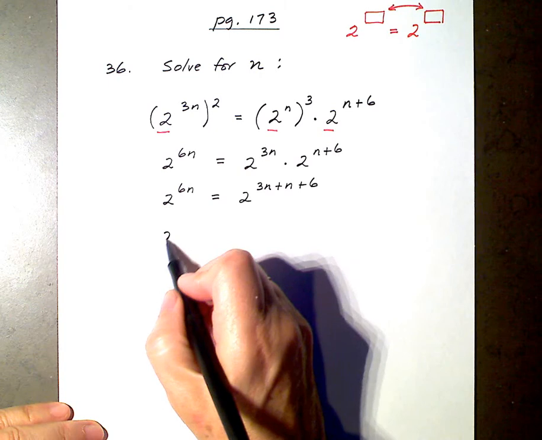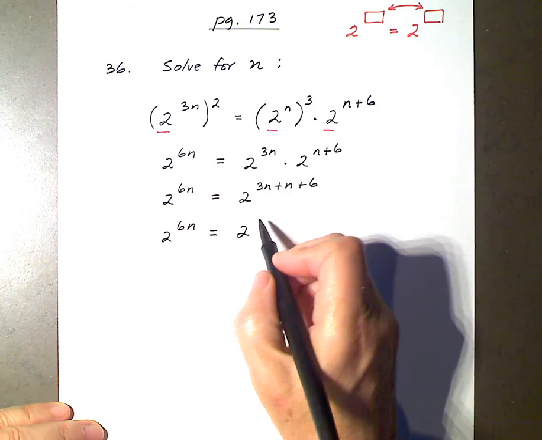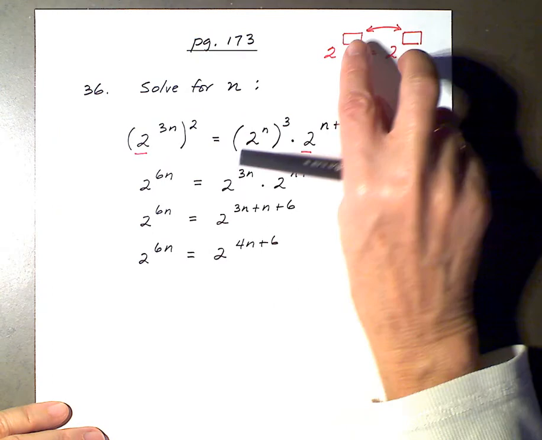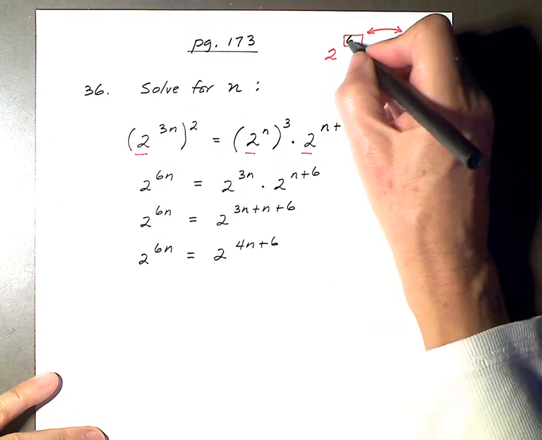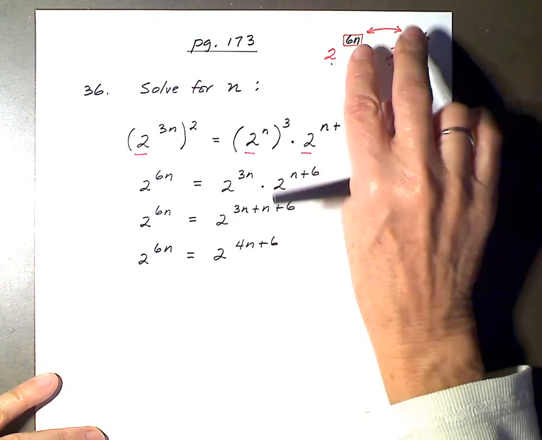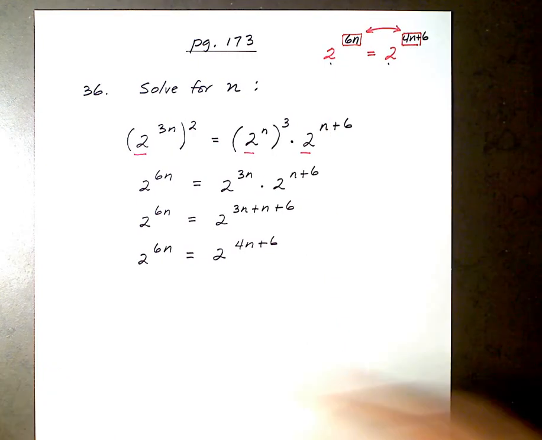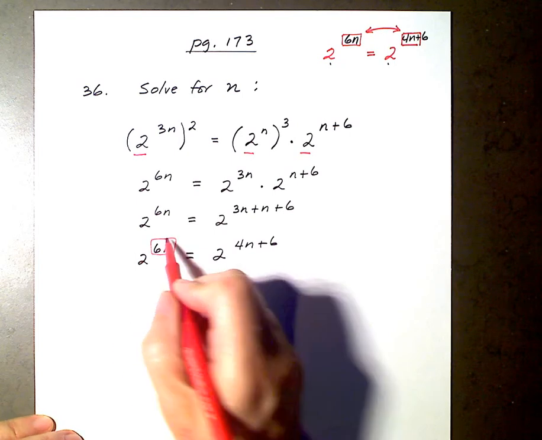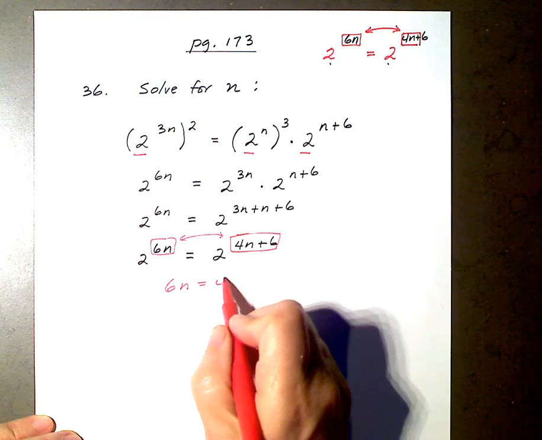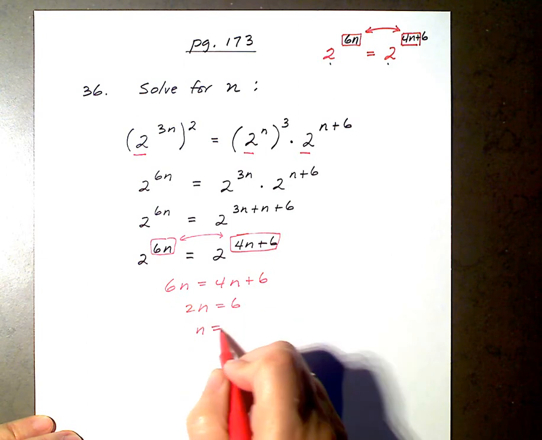So I've got 2 to the 6n power equals 2 to the 3n plus the 1n is a 4n plus 6. Now, if you check it out, I've got exactly what I wanted here. This is a 6n, and this is a 4n plus 6. And if the left and the right side are equal, then those two expressions must represent the same value. So at that point, that's where I realized that I can equate these two. They must represent the same value. So 6n equals 4n plus 6, subtracting 4n, 2n equals 6, so n is equal to a positive 3.